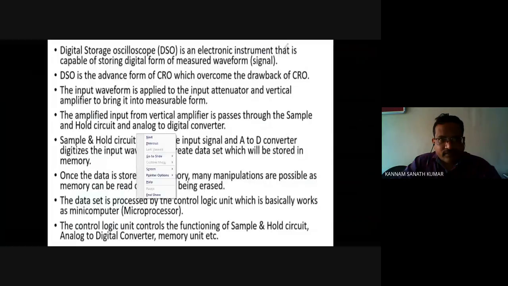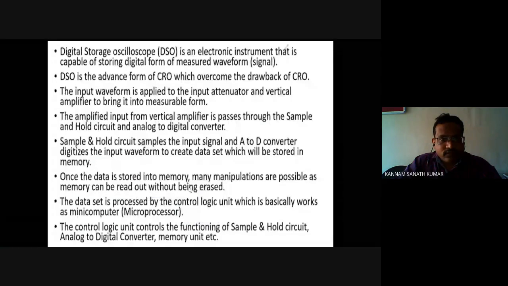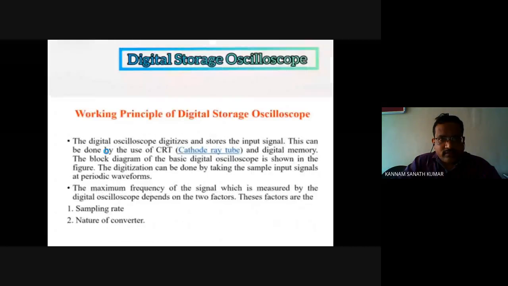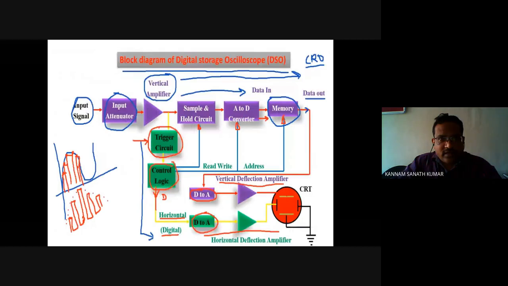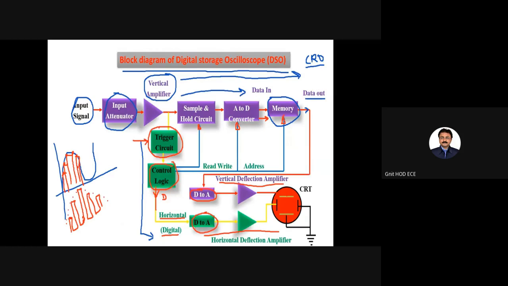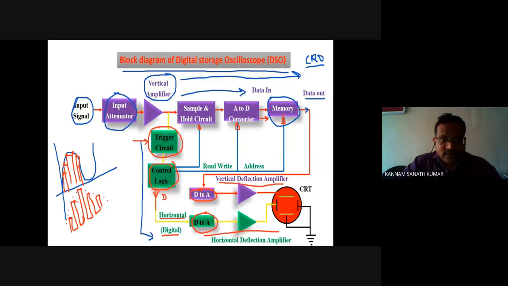So see here, we are seeing the block diagram. The input signal is coming to the attenuator and vertical amplifier, and it is given to the sample and hold circuit. What will the sample and hold circuit do? It will discretize the given signal and convert it into a series of pulses. That means it will sample the given signal and hold it, and next it is given to the A to D converter.